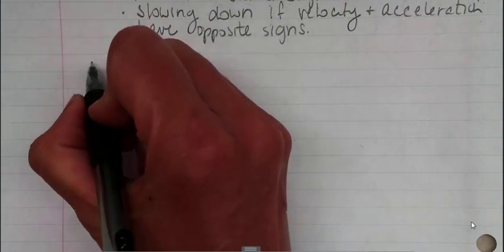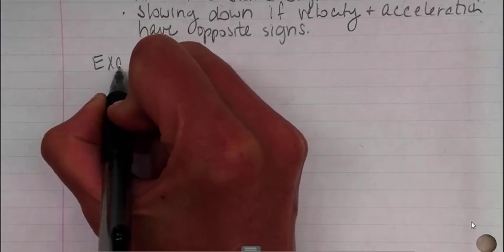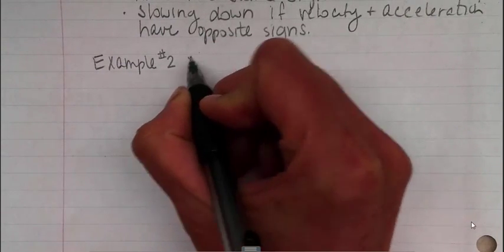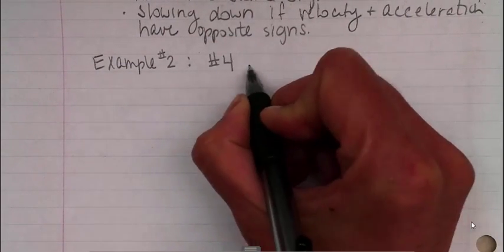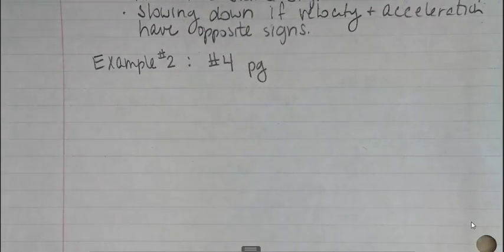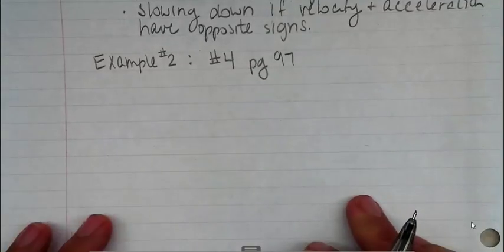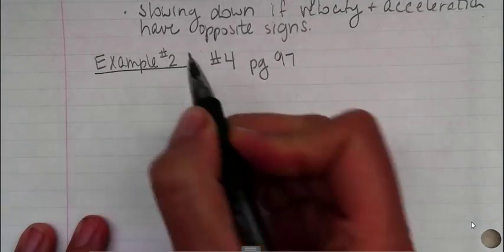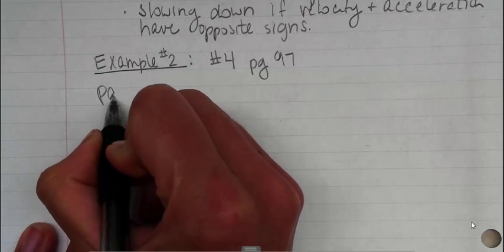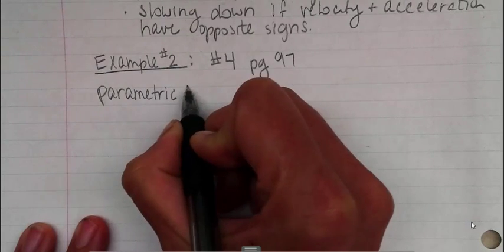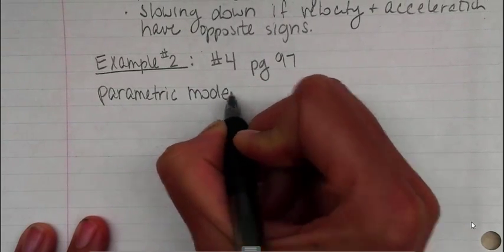Okay, we'll do one more example together. I'm going to do another one from your book. So this one's going to be number 4 from that same page, page 97. This example talks about parametric mode. Parametric. You've never graphed like this before, so it's going to be quite interesting.